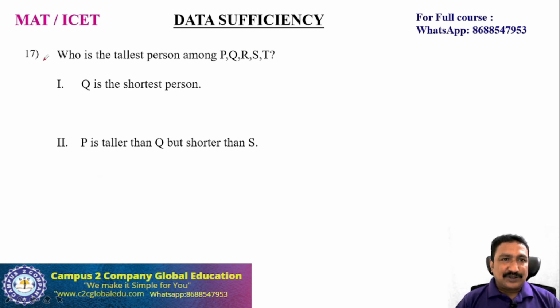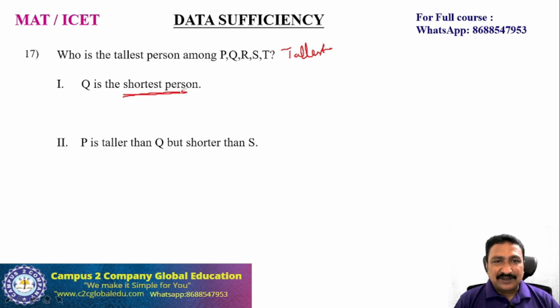Now look at the next question. Who is the tallest person among P, Q, R, S or T? We should find out who is the tallest. Now look at the first statement: Q is the shortest person. But this is irrelevant information because we don't know who is the tallest. From the first statement we can say Q is the shortest, but this is not asked in the question. They are asking who is the tallest person. So we can eliminate the first option.